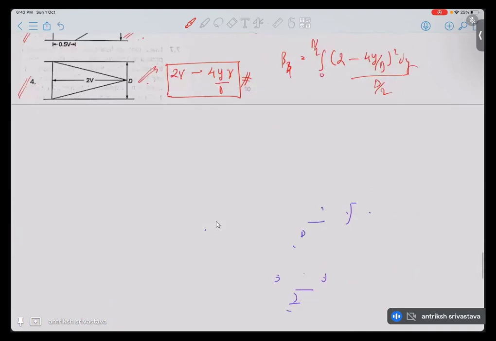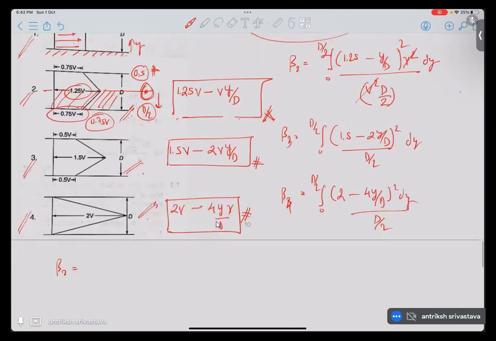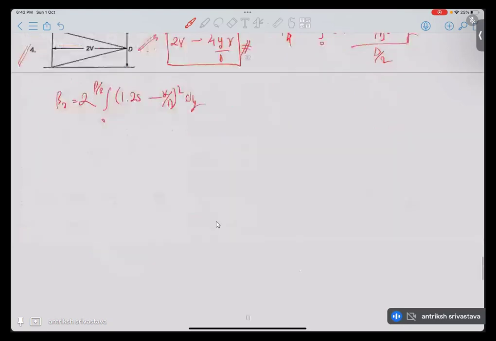So let's do the first one, that is beta 2. What's this? Beta 2 was integral from 0 to d by 2 of (1.25 minus y by d) square dy. So basically 2 times of that. So we have 1.25 square plus (y by d) square minus 2.5 y by d.